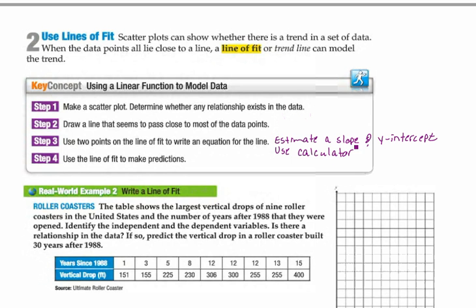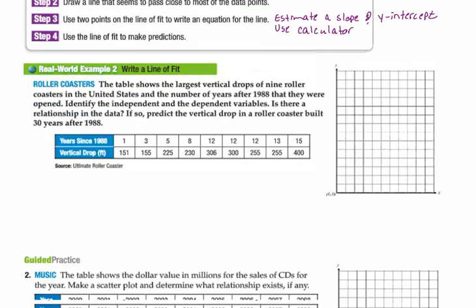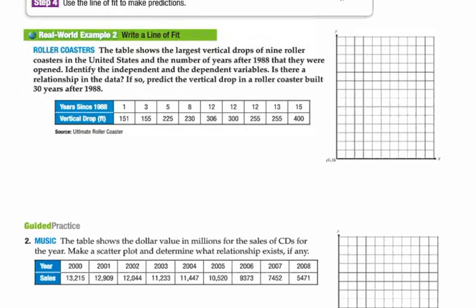Okay, we already estimated. We will use the calculator. We also will use 2 points, and then we're going to use that line of fit to make predictions. So, real world example 1.